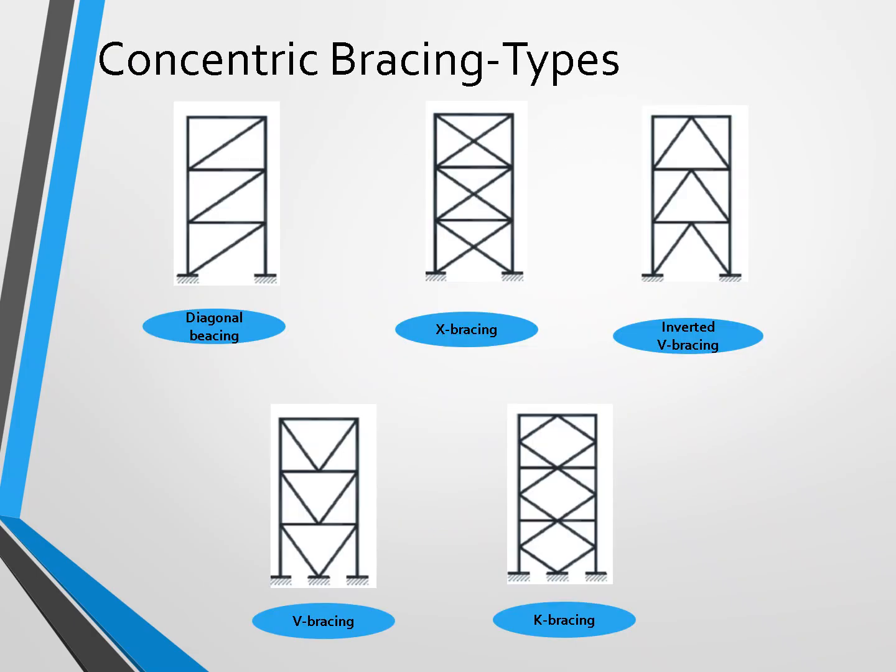Here are the concentric bracing types. As you can see here, this is the diagonal bracing. This is the X bracing. And as you can see here, they meet at a single point by definition. And this is the inverted V bracing or chevron. This is the V bracing because the shape is like a V. And this is the K bracing.